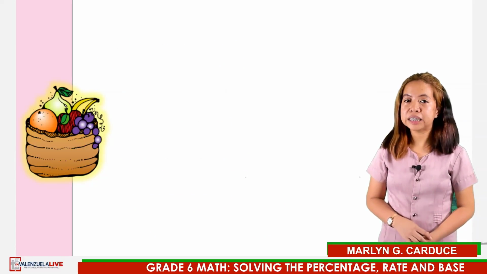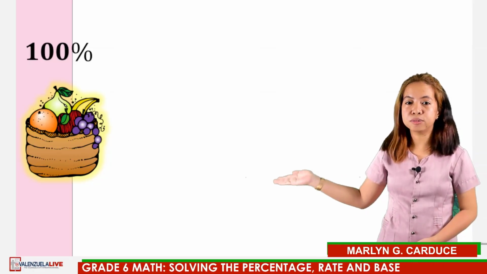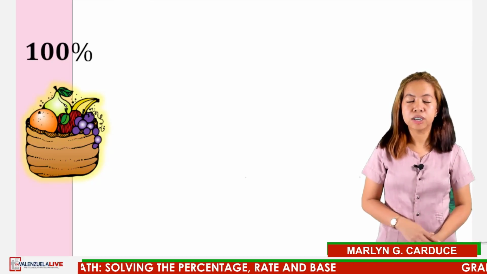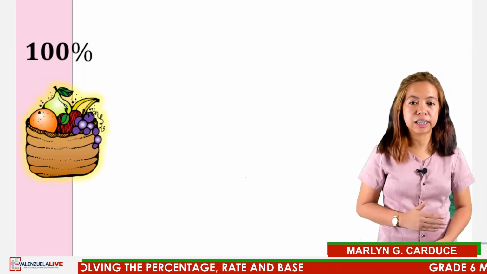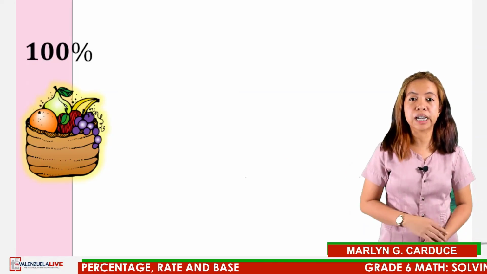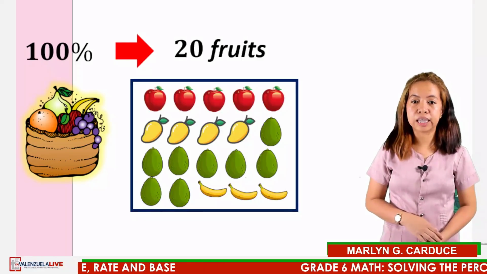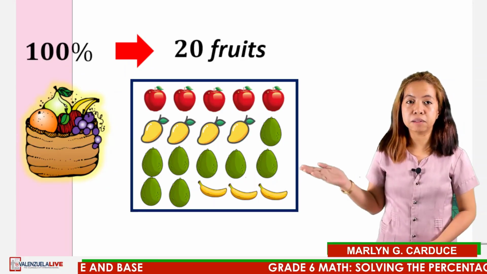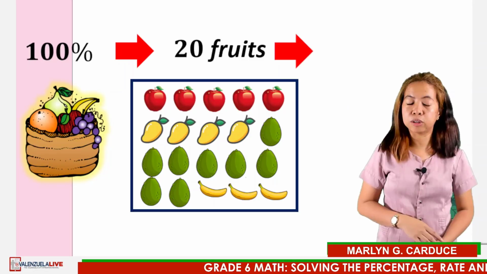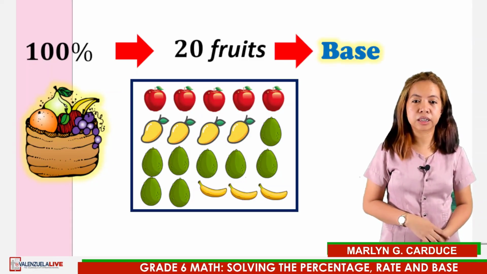So let's have a deeper understanding about percent. For example, this basket of fruits, when taken as one group, represents 100%. Even if there are less than 100 fruits in the basket, we can still consider this as 100%. If there are 20 fruits in the basket, this number 20 represents the whole, or the entire amount or total. And we call it the base.